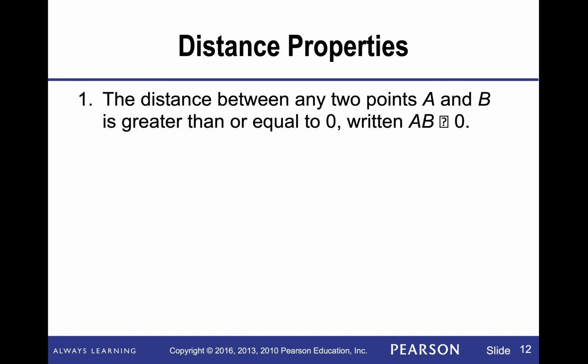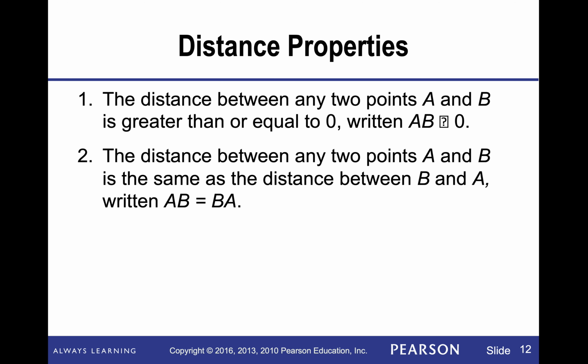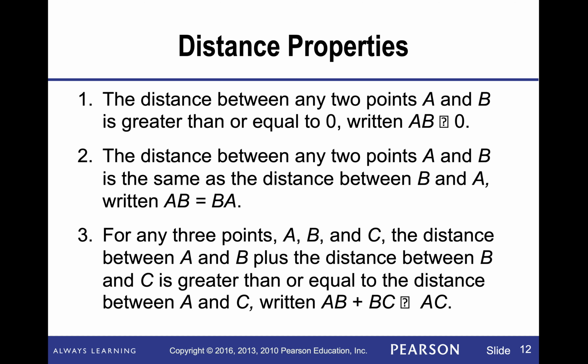Now, if I want to use distance properties, the distance between any 2 points has to be positive. We can't travel -5 blocks. We have to have a positive quantity. And then at the same time, if the distance is equal, we can say the distance walking to school and walking from school is the same. That's what AB equals BA means. We're just moving in different directions on the line.